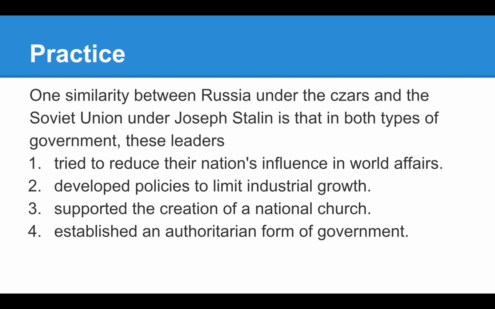One similarity between Russia under the Tsars and the Soviet Union under Joseph Stalin is that in both types of government, these leaders tried to reduce their nation's influence in world affairs, developed policies to limit industrial growth, supported the creation of a national church, or established an authoritarian form of government. Of course, establishing authoritarian or totalitarian might be a choice as well.